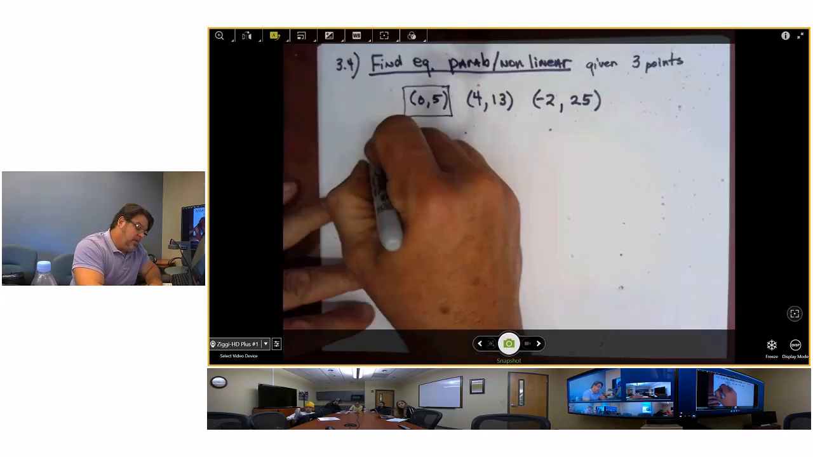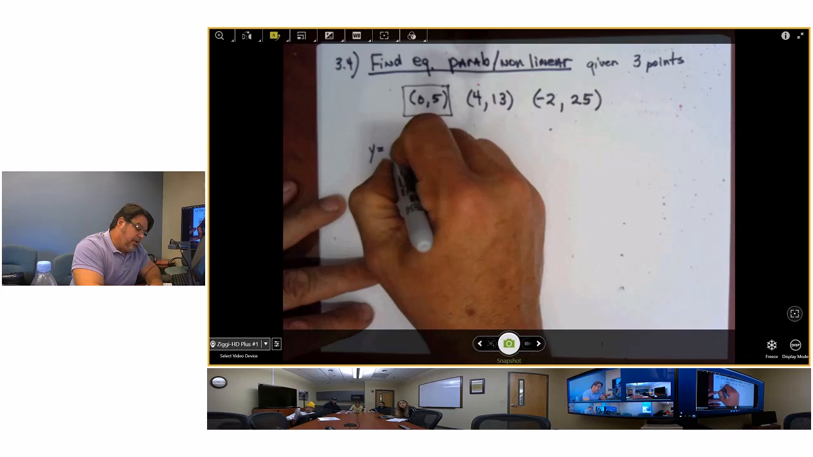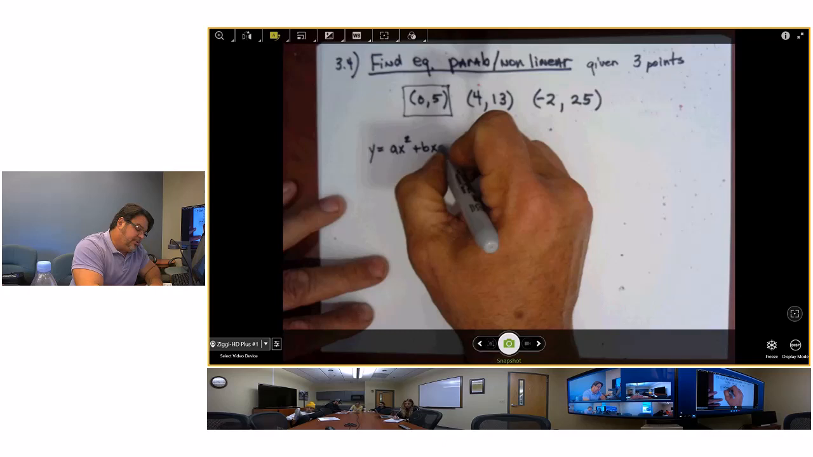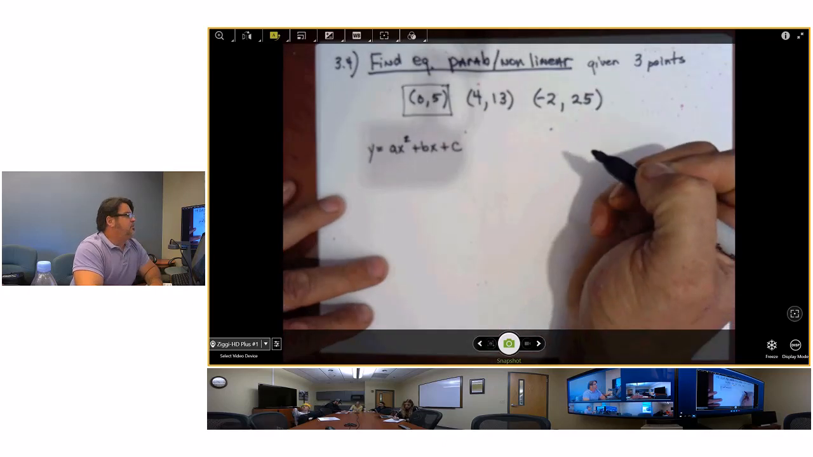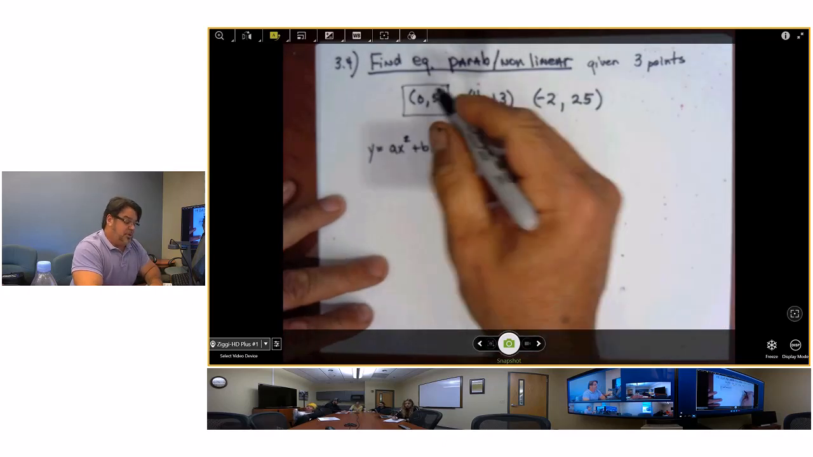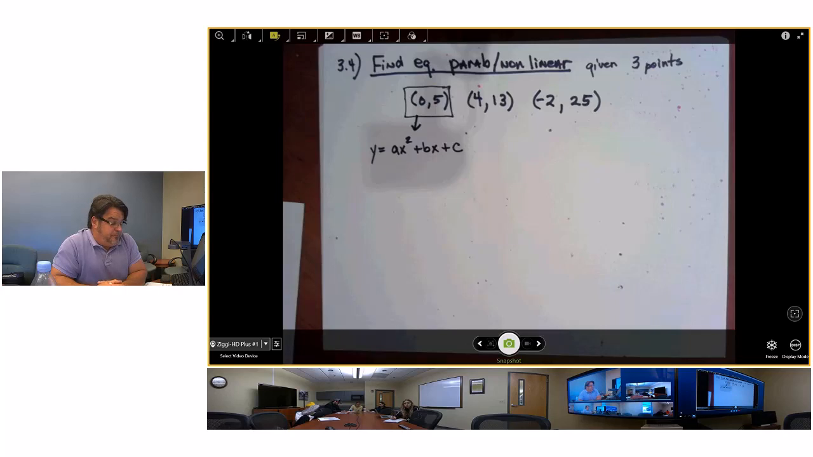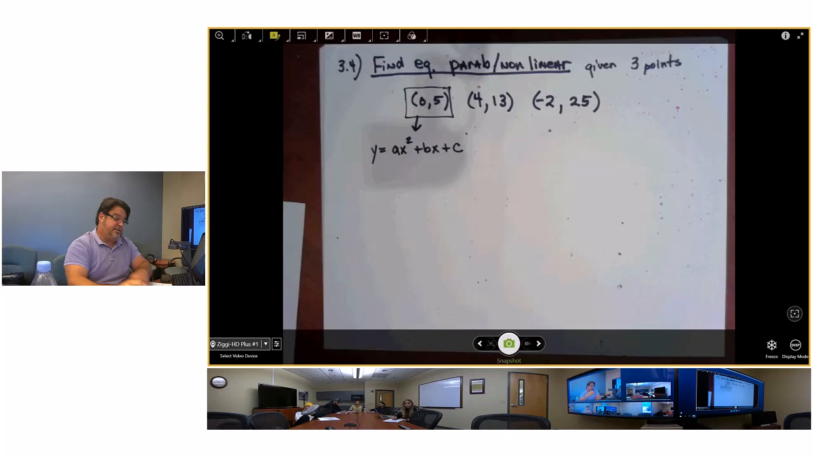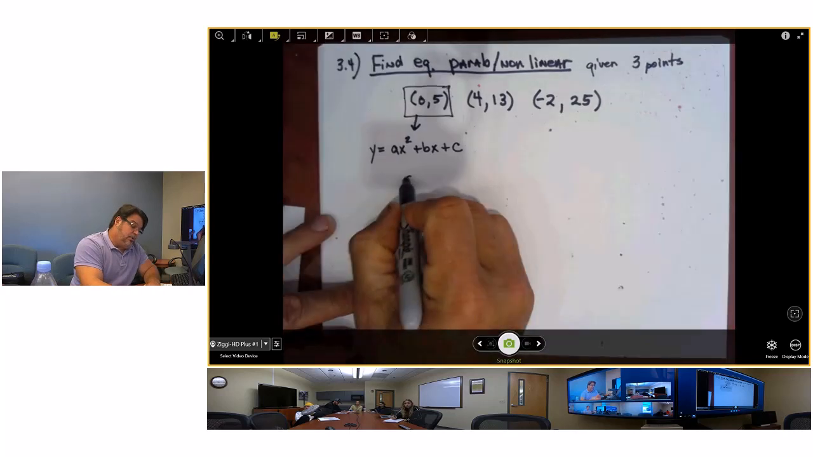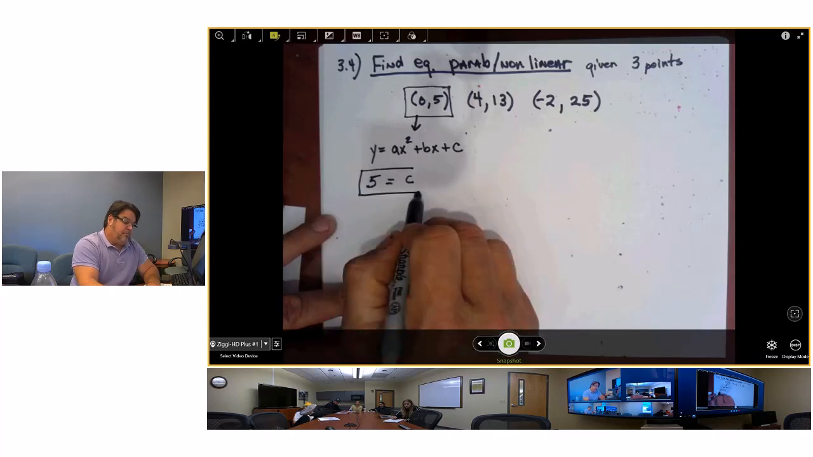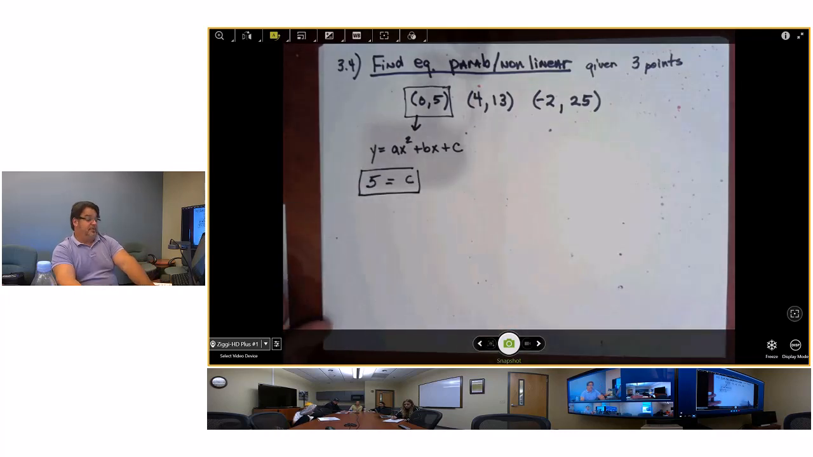Y equals ax squared plus bx plus c. That's a quadratic equation. Now plug and chug that point into that equation. Tell me what you get. Then you get 5. You get c is equal to 5. Now what do you think we're going to do with that? We're going to use that.